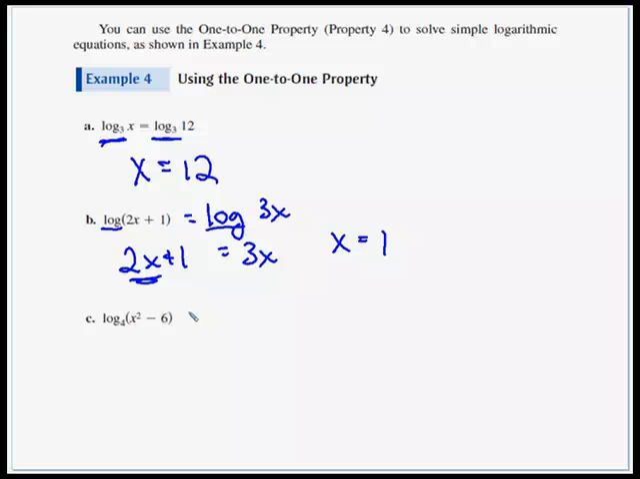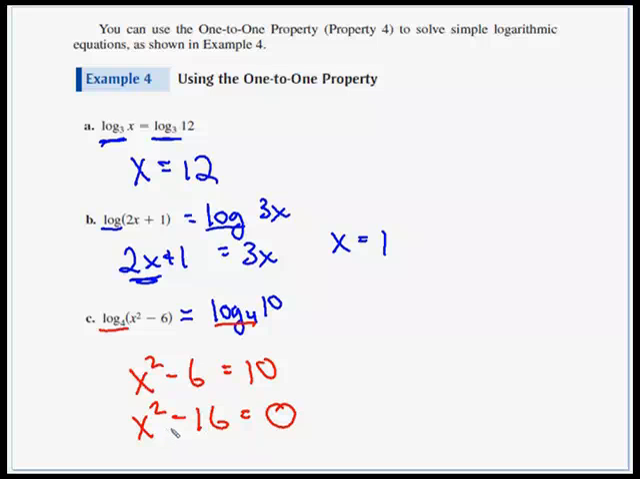In letter C, we're also missing part of the notes there. That should be equal to log base 4 of 10. So both sides of the equal sign have log base 4. So we can set the x squared minus 6 equal to 10. And then let's see what would happen here. Let's set it equal to 0 and factor. Subtract 10 from each side. x squared minus 16 equals 0.